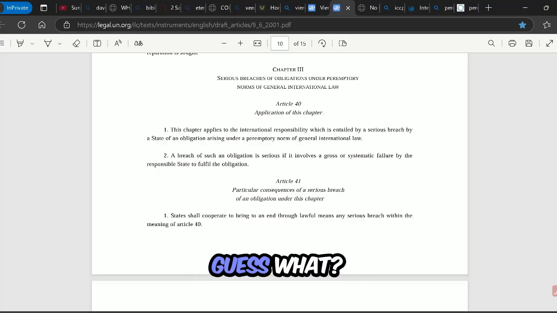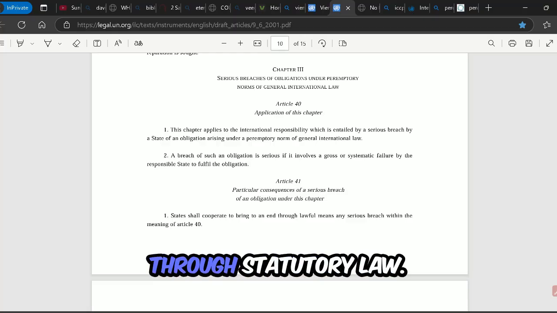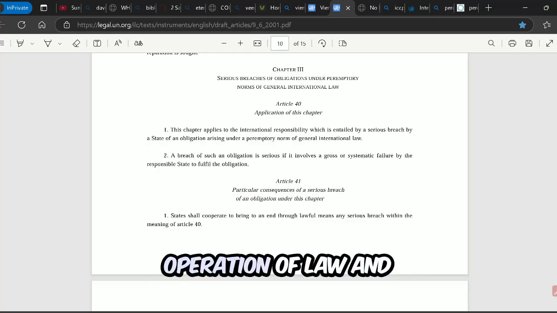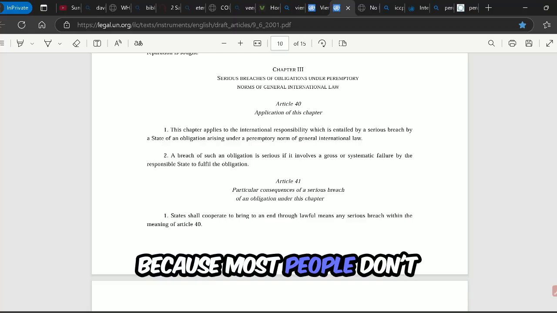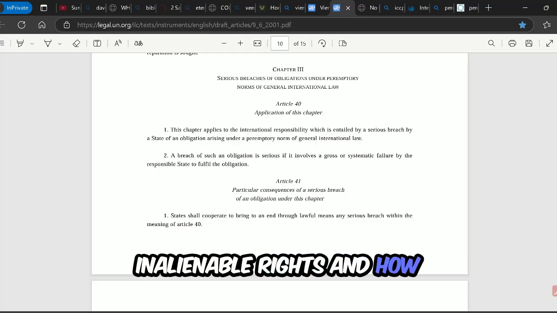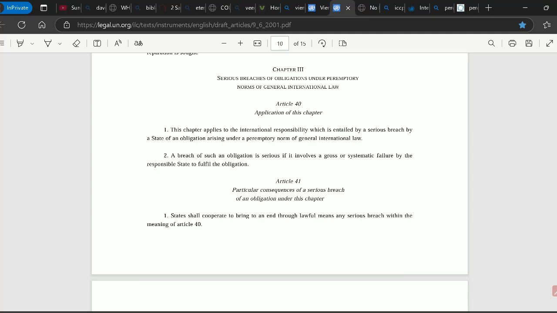But guess what? They're breaching it every day. They're breaching it through domestic law. They're breaching it through statutory law. And because most people don't understand this operation of law, and because most people don't understand their absolute inalienable rights and how law protects them, Canada is getting away with it.